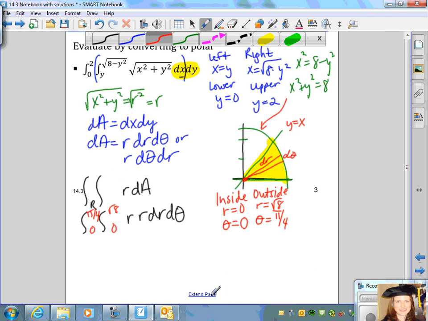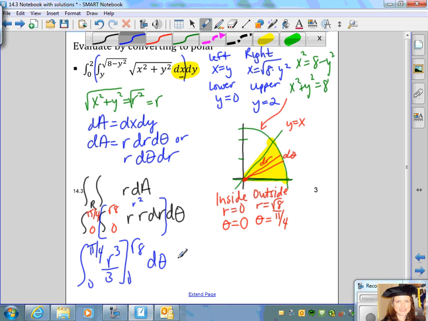Now let's evaluate this, beginning with the inside integral, which is in terms of r. When you simplify, this is r squared. So the antiderivative of r squared is r to the third over 3 from 0 to the square root of 8, and then the integral from 0 to pi over 4 d theta. Now we're going to plug in square root of 8 for r. So we get the square root of 8 to the third power over 3. And when you plug in 0, you get 0. And you want to evaluate that from 0 to pi over 4 d theta.